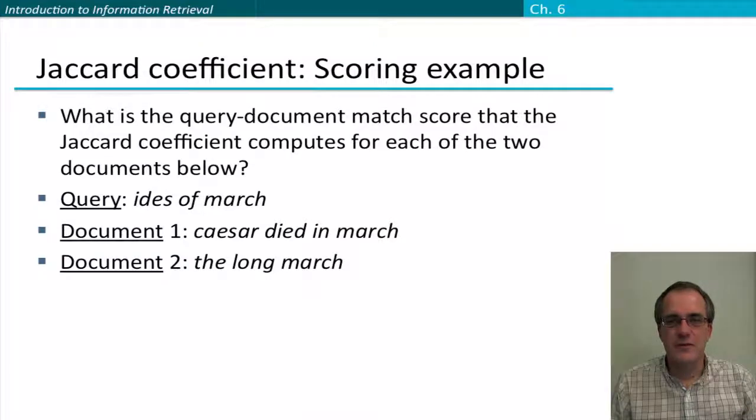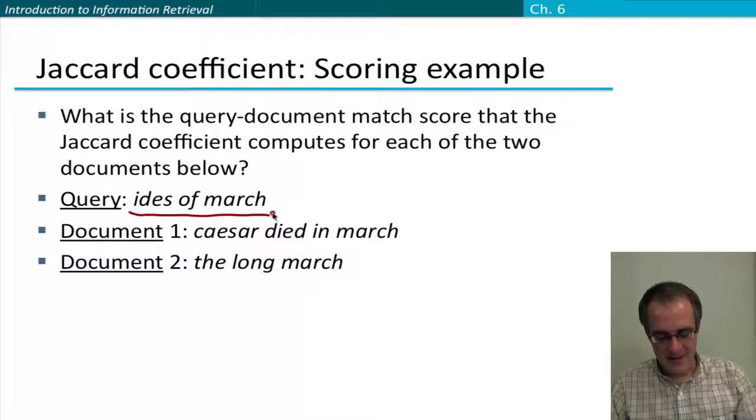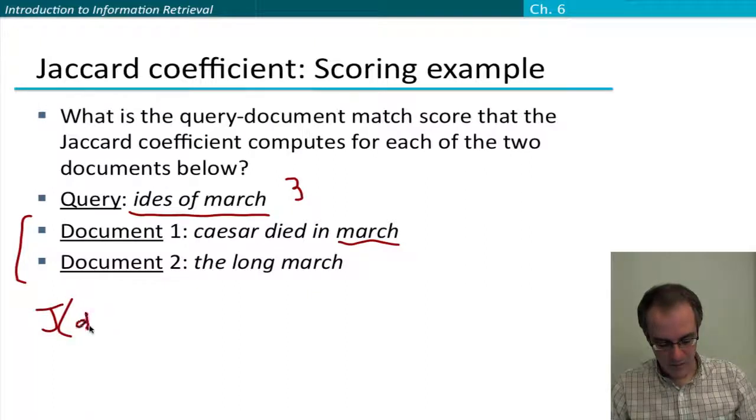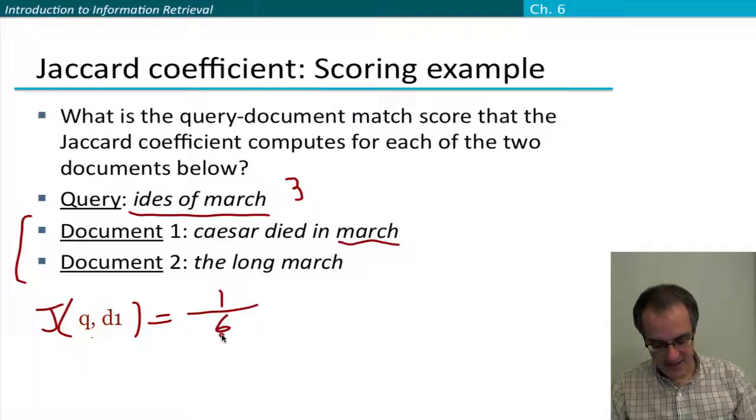So suppose we decide to make the query document match score the Jaccard coefficient computed for the sets of words that the two documents contain. Let's suppose our query is Ides of March, which has these 3 words, and then we have these 2 documents. For document 1, Caesar doesn't occur in it, died doesn't occur in it, in doesn't occur in it, March does occur in it. So the size of the intersection is just 1 word, and the total number of words is 6.